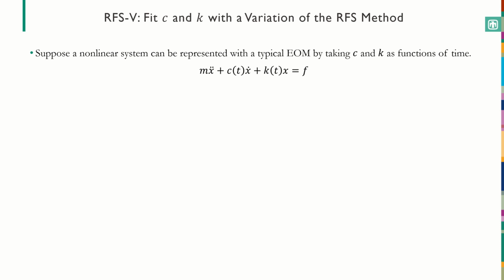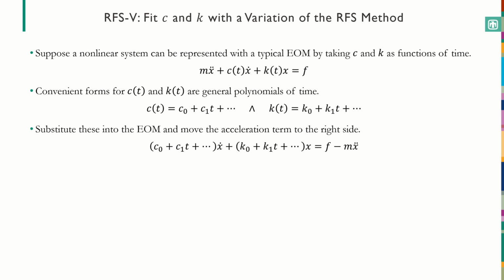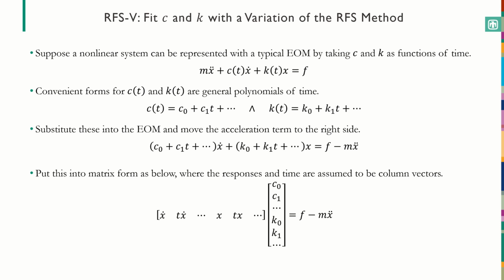So say you have some nonlinear system that can be represented with a typical single degree of freedom equation of motion, but with the coefficients c and k assumed to be functions of time instead of constants. We can take a convenient form for the time-dependent c and k to be general polynomials with respect to time. You can then substitute these back into the equation of motion and move the acceleration term to the right-hand side. This can be put into a matrix form where the response and time terms are assumed to be column vectors with each row corresponding to a sample in time.